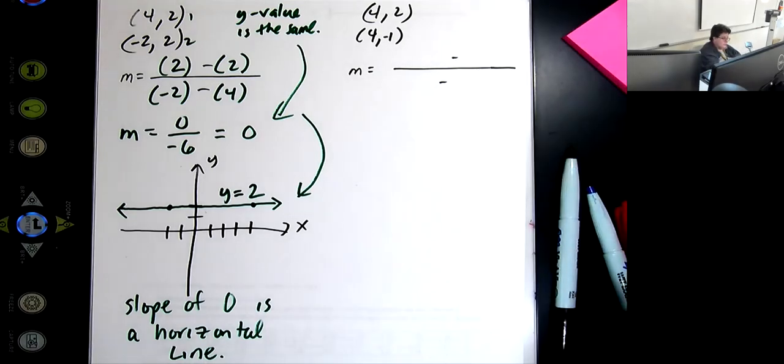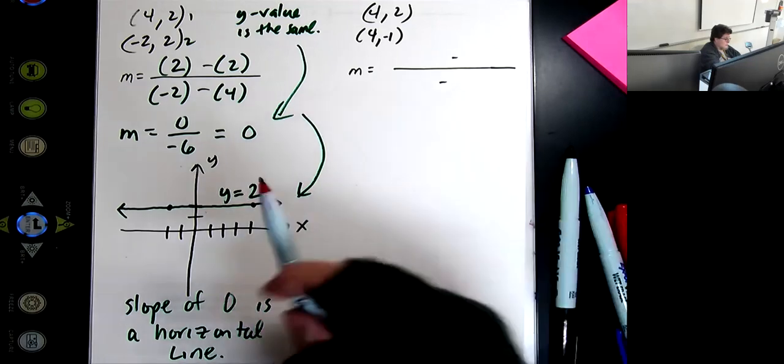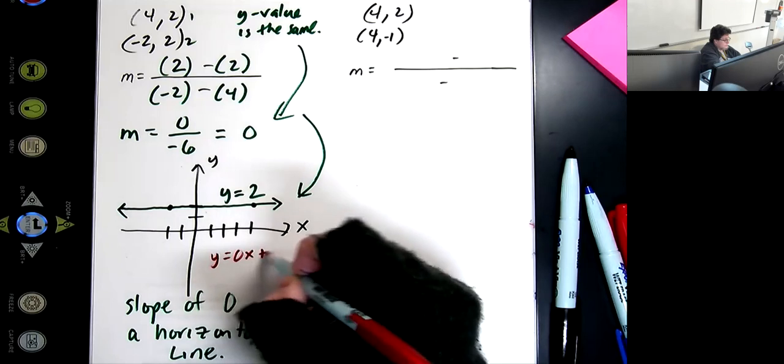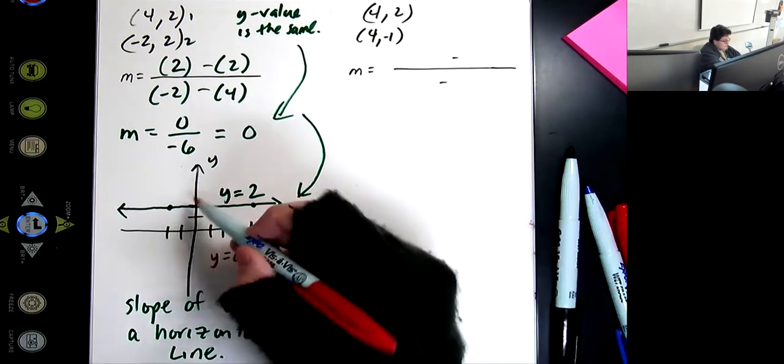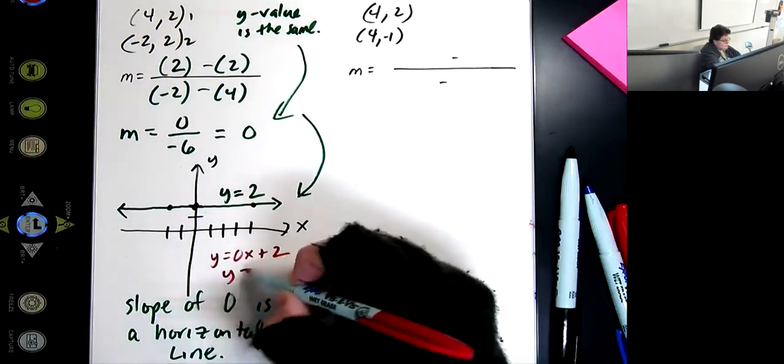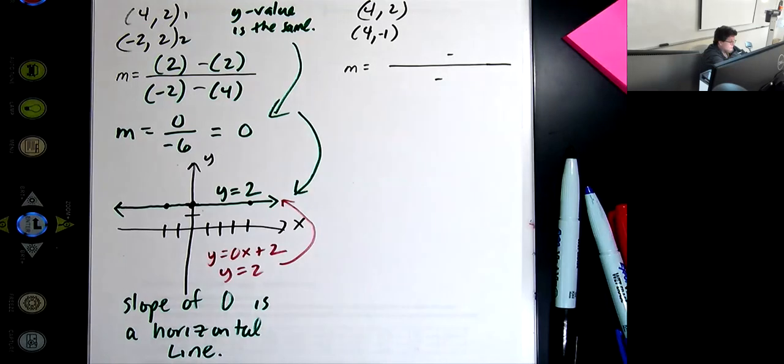If you wrote it in slope intercept form, you would see that if we did y equals 0x plus 2, where it's crossing at 0, 2. This just simplifies to y equals 2. So you can see that from the slope intercept form.